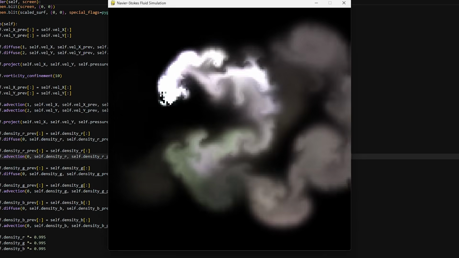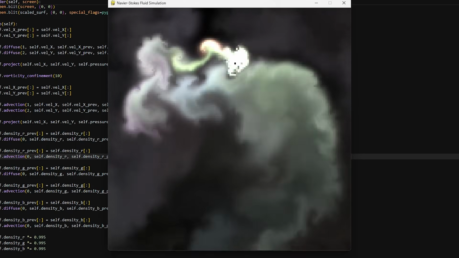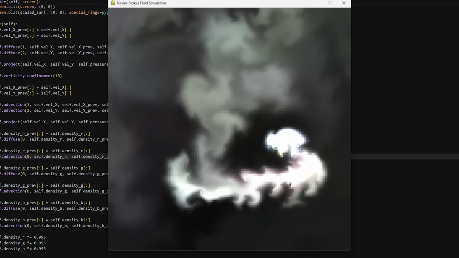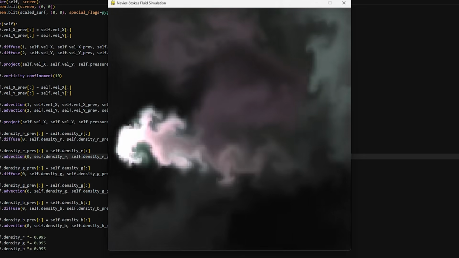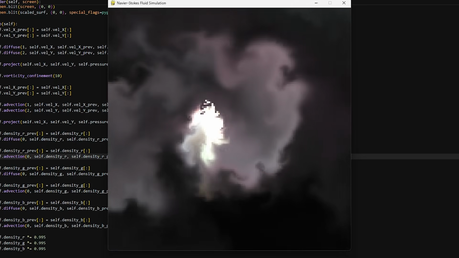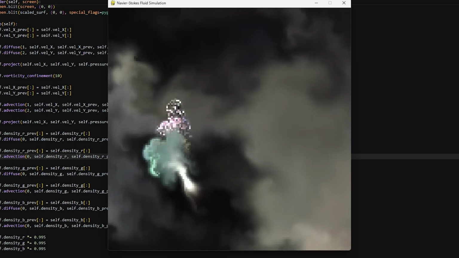Alright, so at this point, we had a working fluid simulation. The fluid could flow, swirl, and even collide with obstacles. What started as a few numbers and a huge equation has now turned into something that feels alive. And honestly, it was worth the months of failure and crazy math and physics and all that.